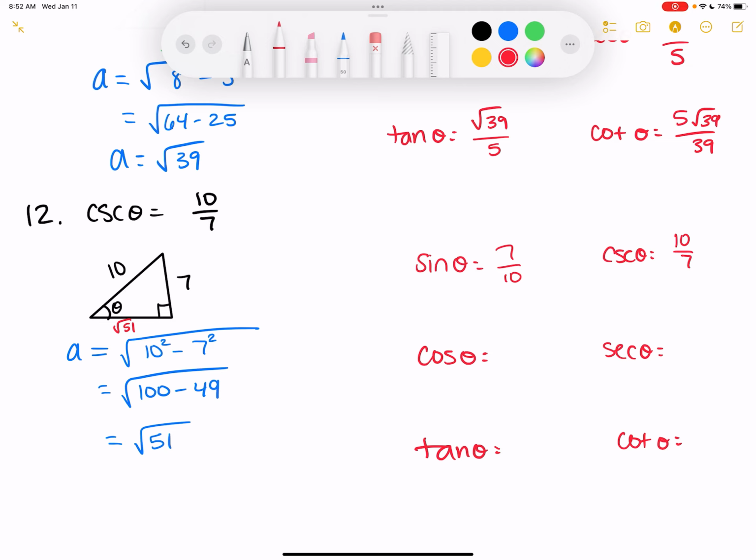So then with that, what is cosine? The square root of 51 over 10. Tangent. 7 square root of 51 over 51. Yep. Secant. 10 square root of 51 over 51. That's exactly what I was gonna say.